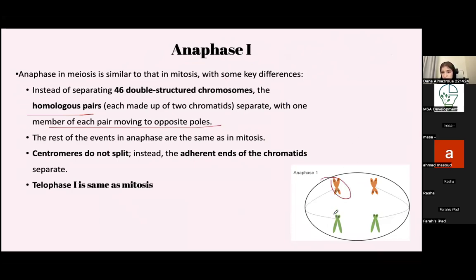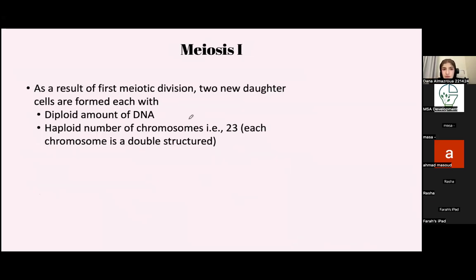You see, a whole chromosome is going to the opposite side. It's not just a chromatid. The rest of the events are similar to mitosis. Now, the centromeres do not split. Instead, the adherent ends of the chromatids separate. Now, telophase I is the same as in mitosis: there's cytokinesis that's going to happen, and then we're going to have two cells as an end result of meiosis I.